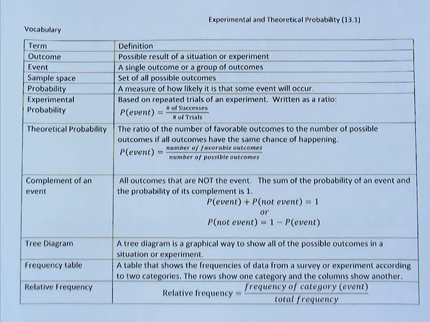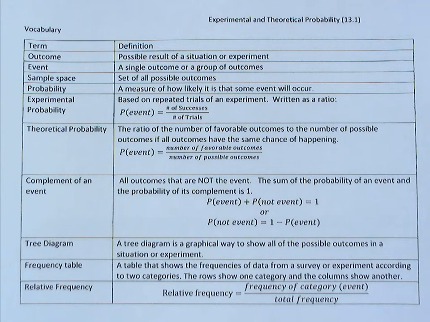Theoretical probability is the mathematical estimate of that. So since I can only pitch a ball or a strike, the theoretical probability of pitching one or the other is 1/2, 1 out of 2. Complement of the event is everything that's not the event. So if the event I'm looking for is pitching a strike, not the event is pitching a ball. So the probability of the event and not the event add to 1. A tree diagram is a graphical way to show all the possible outcomes in a situation or experiment.